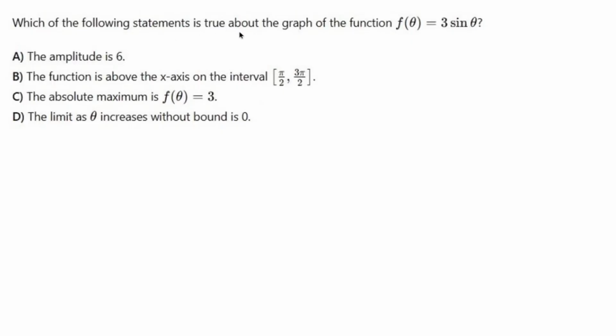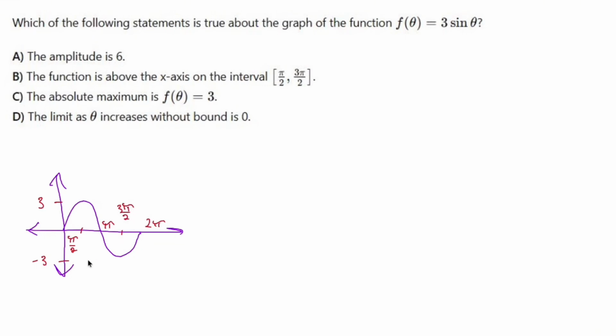Which of the following statements is true about the graph of the function f of theta equals 3 sine theta? Well, 3 sine theta has one change, and that's the amplitude. Sine normally looks like this, so I'm just going to draw a normal sine function. But since there's a 3 in front of it, that is a vertical dilation, and it goes up to 3 and down to negative 3. It repeats at 2 pi, peaks at pi over 2, bottoms out at 3 pi over 2.